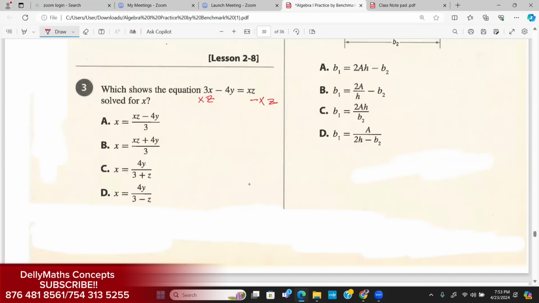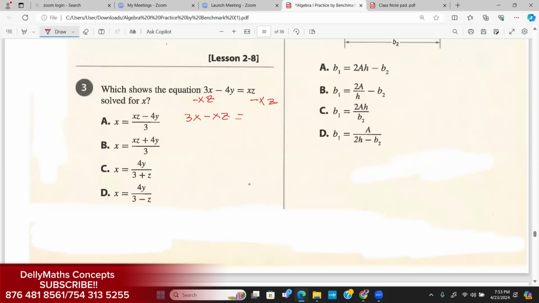And the reason why I'm doing that is because I'm seeing the variable that they want me to solve for on both sides. It's going to be my responsibility to gather them on one side, and then I'm going to apply another idea that we learned. So let us look. I'm subtracting that, so it's going to be 3x minus xz.